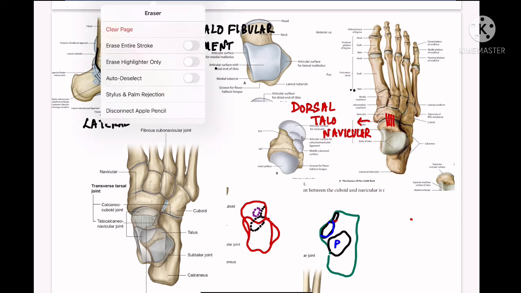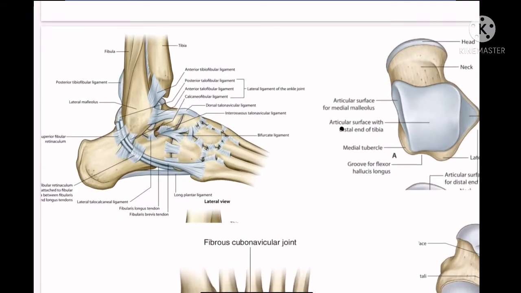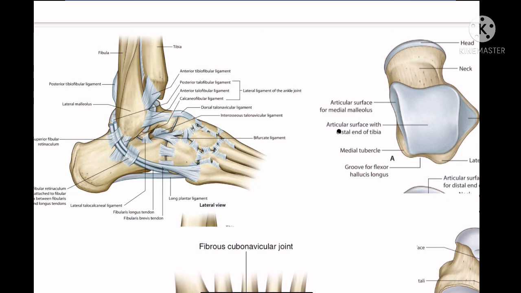So once again, clearing the diagram and zooming in. This is the dorsal talonavicular ligament, and this is the anterior talofibular ligament. Both are attached to the neck of the talus. One is on the dorsal aspect, one is on the lateral surface.